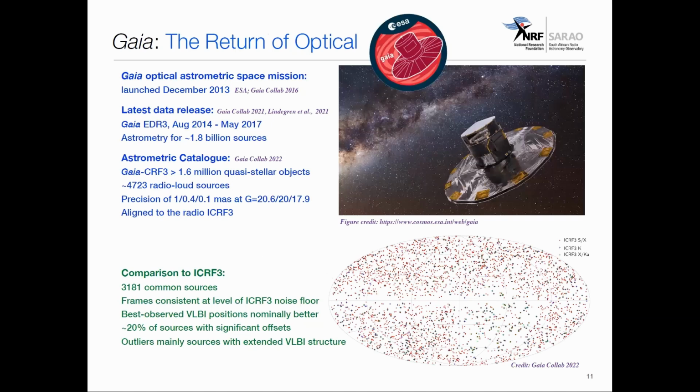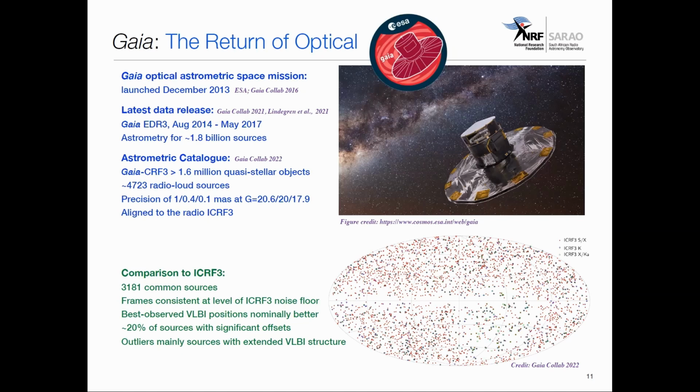A little bit about Gaia before we move on to K band. Gaia is this optical astrometric space mission that was launched in 2013. The latest data release is data release 3. It has data from August 2014 to May 2017, and Gaia did astrometry for about 1.8 billion sources. In terms of the astrometric catalog, it's the Gaia CRF3, more than 1.6 million quasars in the Gaia celestial reference frame, and just more than 4,700 of those are also radio-loud sources.